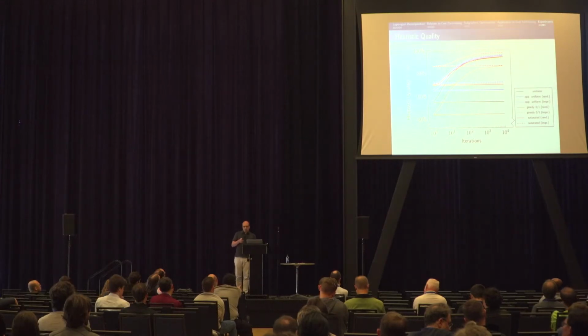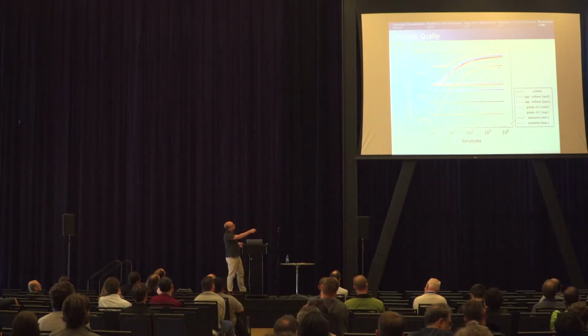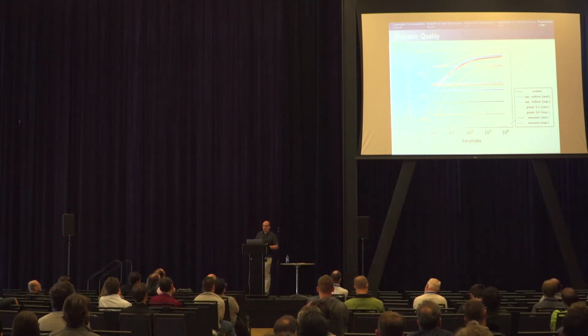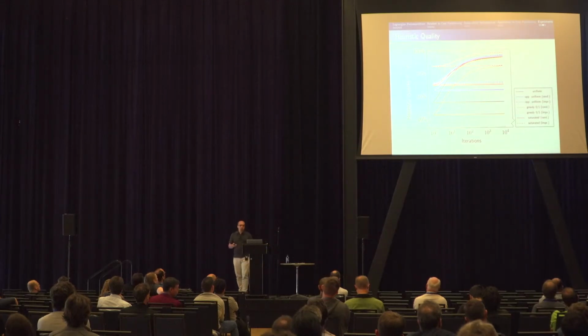And all of the cost partitionings at the end end up more or less at the optimal quality, except this one, which just barely makes it in 10,000 iterations. But even if we start with a bad cost partitioning, we are able to improve it over time. And interestingly, it doesn't take that many iterations of the algorithm to get to really good cost partitionings.